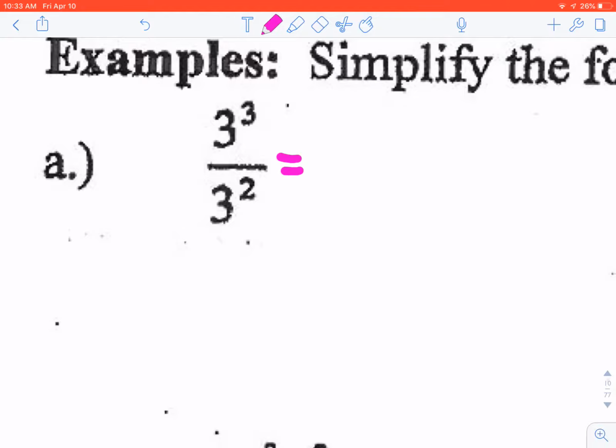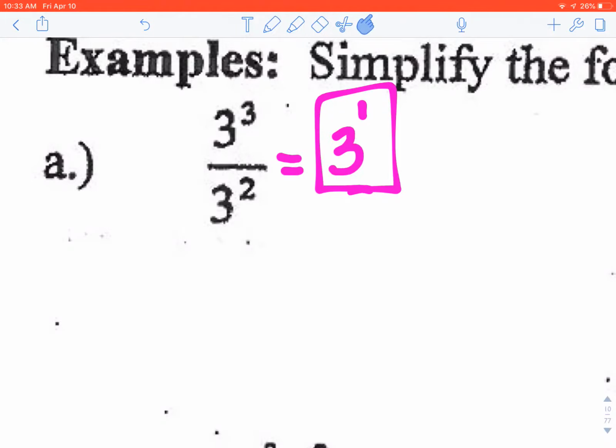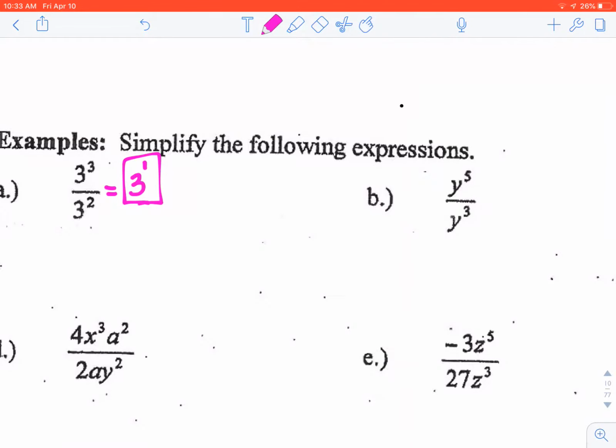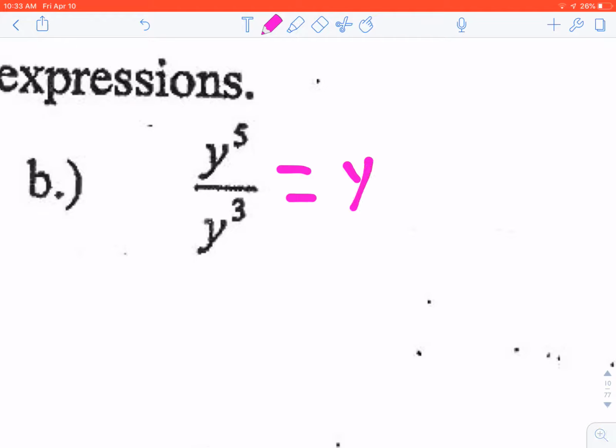You are dividing same base because both bases are 3. So we're going to rewrite the base of 3. Subtract your exponents. 3 minus 2 is 1. Keep your answer where the bigger exponent is. So 3 to the 1st, which is the same thing as 3. Okay, letter B, y to the 5th over y to the 3rd. We're dividing same base, so we're going to rewrite our y. 5 minus 3 is 2. Again, keep the answer on top. That's where our bigger exponent is.